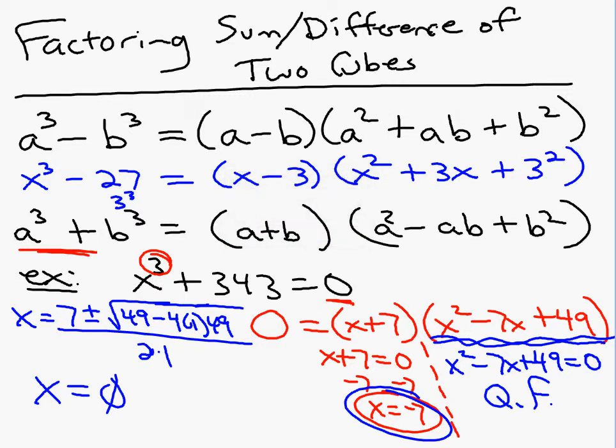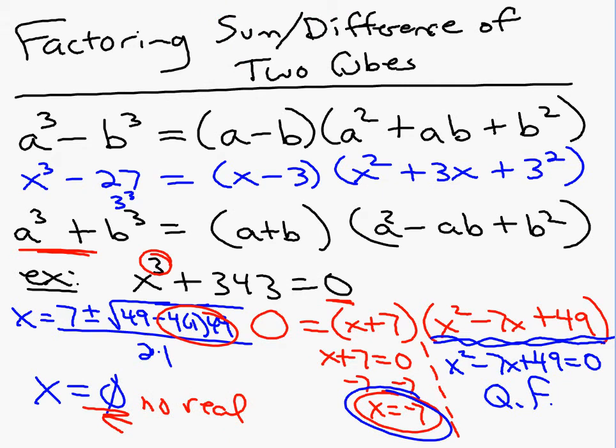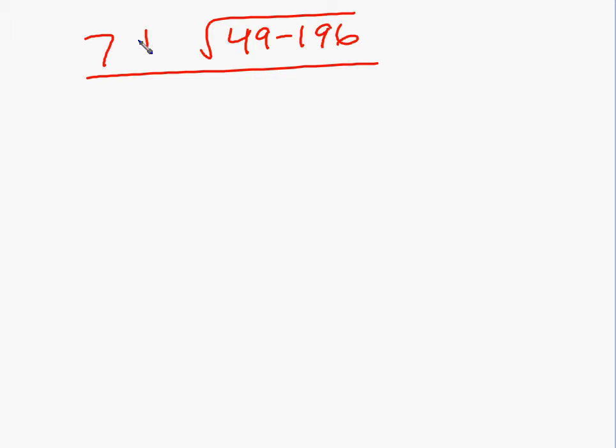So there are no real solutions, but there are imaginary ones. So let's go ahead and finish this and find out what the imaginary solutions are. Let's see, 4 times 49 is 196. So I'm going to have the square root of 49 minus 196. And then I've got a 7 plus or minus all over 2.